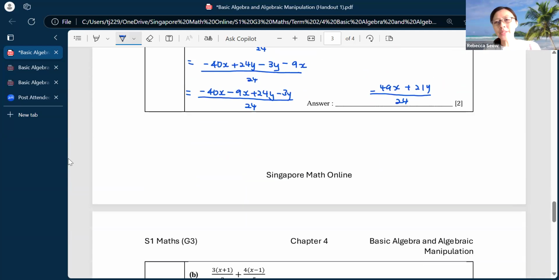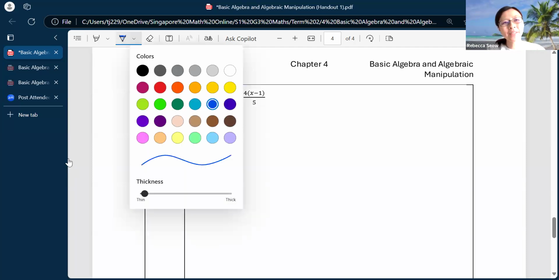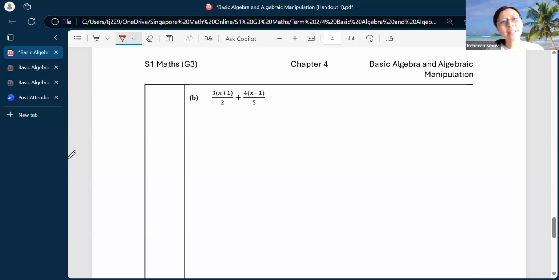Okay, so let's move on to part B. Part B deals with fractions again, quite similar to part A, but this time round, within each of the numerators is something that we have to expand on. So between 2 and 5, let's find common denominator, which is 10. So let me just write down the question first. In order to have common denominator 10, I'm going to multiply the first fraction by 5 throughout and the second fraction by 2 throughout.